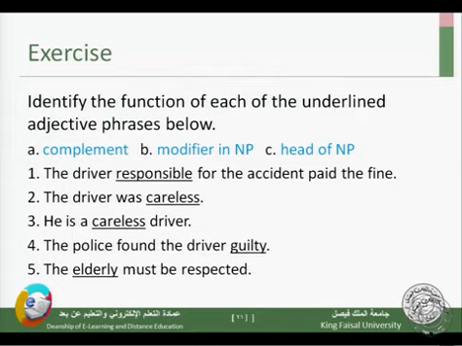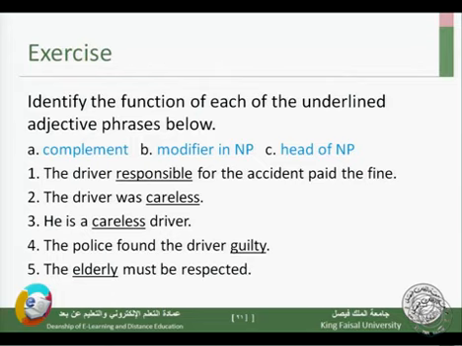Number one, the driver responsible for the accident paid the fine. Where is the subject in this sentence? It is all these words, 1, 2, 3, 4, 5, 6 words. The driver responsible for the accident.